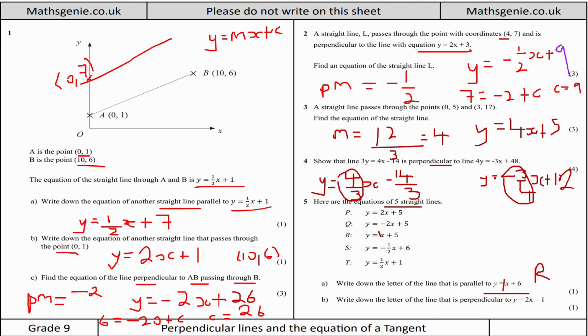Part B, write down the letter of the line that is perpendicular to y equals 2x minus 1. So the gradient has to be minus a half. So it's going to be letter S, because the negative reciprocal of 2 is minus a half. 2 times minus a half gives me negative 1. So the product of the two gradients, if they're perpendicular, has to give me negative 1.